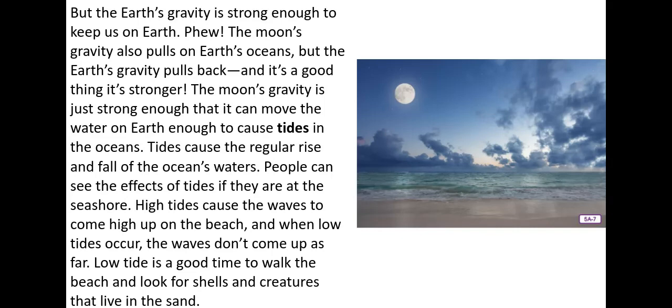The moon's gravity is just strong enough that it can move the water on Earth enough to cause tides in the oceans. Tides cause the regular rise and fall of the ocean's waters. People can see the effect of tides if they are at the seashore. High tides cause the waves to come high up on the beach, and when low tides occur, the waves don't come up as far. Low tide is a good time to walk the beach and look for shells and creatures that live in the sand.